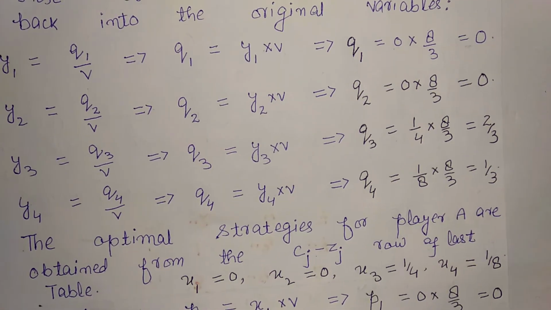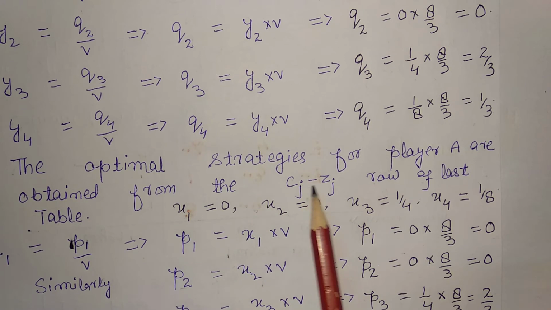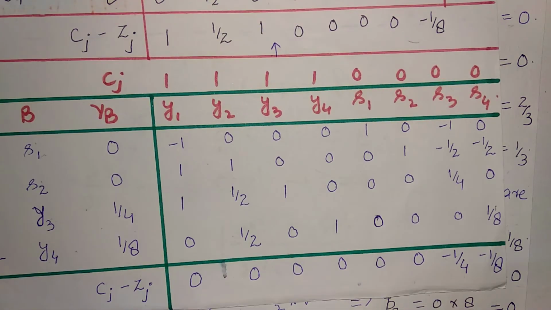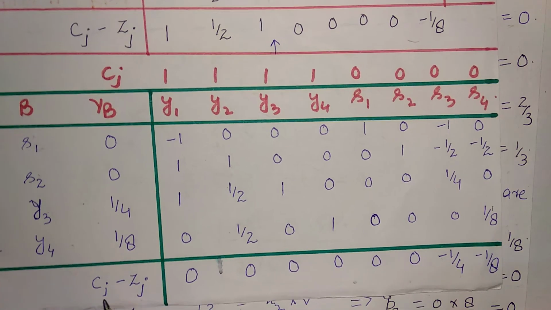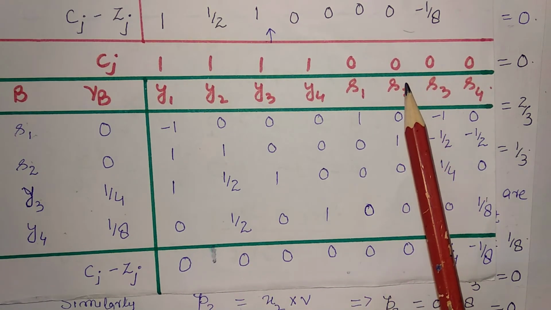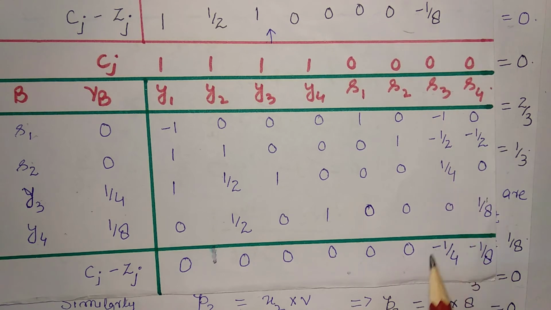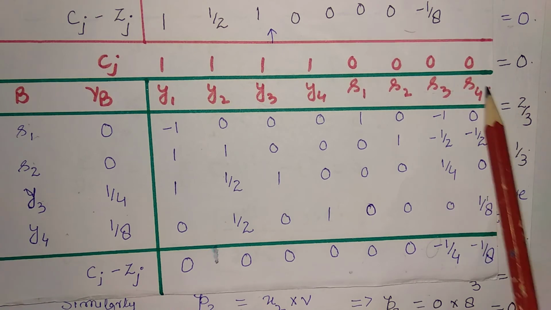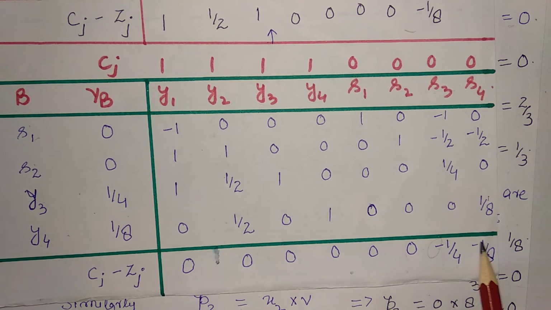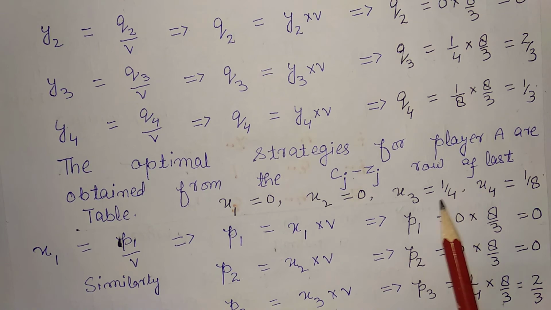Now, after that, the optimal strategy for player A is obtained from the Cj minus Zj row of the last table. Here I will write the value of x corresponding to the slack variable. That is, corresponding to slack variable S1, the value of Cj minus Zj is 0. Then corresponding to S2, I will write x2, 0. Then S3, minus 1 by 4, and I will neglect the negative value, so I will write only 1 by 4. Similarly, S4, 1 by 8, that is x4 is equal to 1 by 8, neglecting the negative value. So I will write here x1, 0, x2, 0, x3, 1 by 4, and x4, 1 by 8.